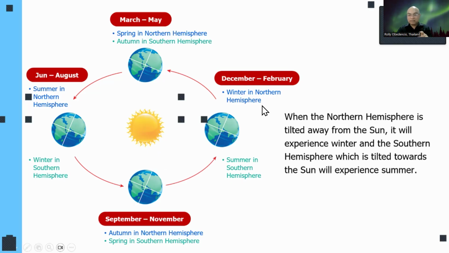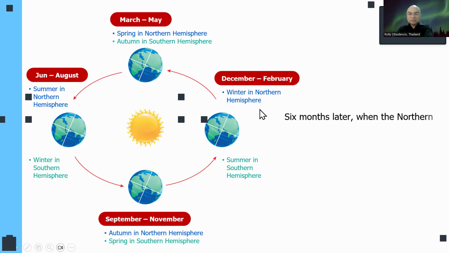When the northern hemisphere is tilted away from the sun, it will experience winter, and the southern hemisphere, which is tilted towards the sun, will experience summer. Why is that? Very easy to explain, because the southern part is closer to the sun. That's why it's summertime. And the northern hemisphere is tilting away from the sun. That is why it's colder. It's winter time. You see that? Only 23 degrees.